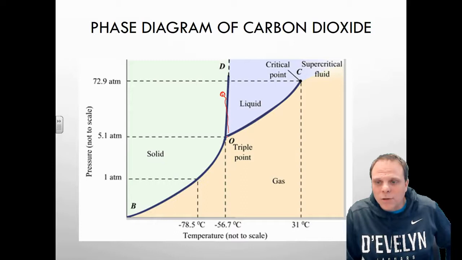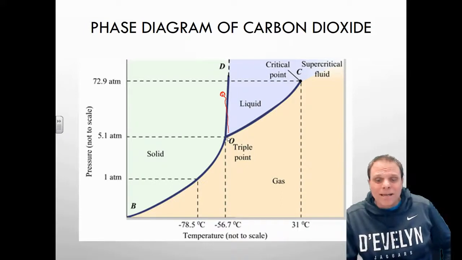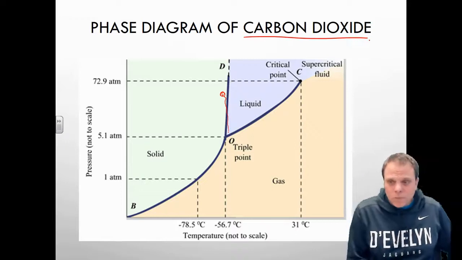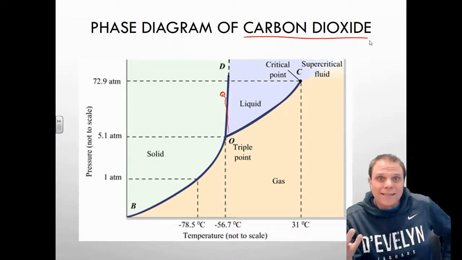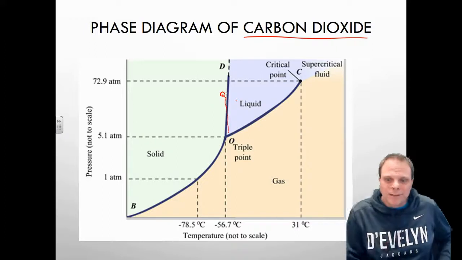If I raise my pressure up, what happens to my substance? What side of that line am I now on? I am now on the solid side of the line. So here you can see that when you increase pressure, you can take a liquid and turn it into a solid. And this is what happens with carbon dioxide, right? If you take carbon dioxide, that's dry ice, and you apply pressure to that liquid, you can actually turn it into a solid. Whoa, that's cool, isn't it?